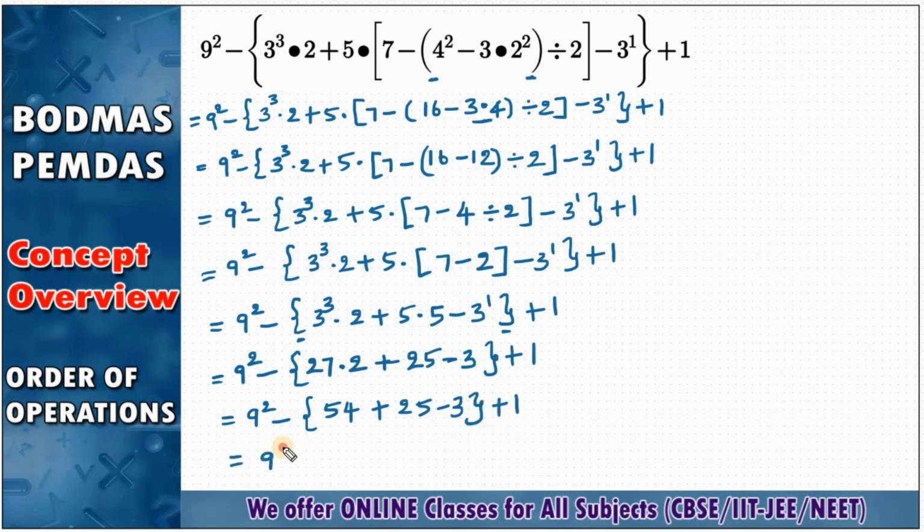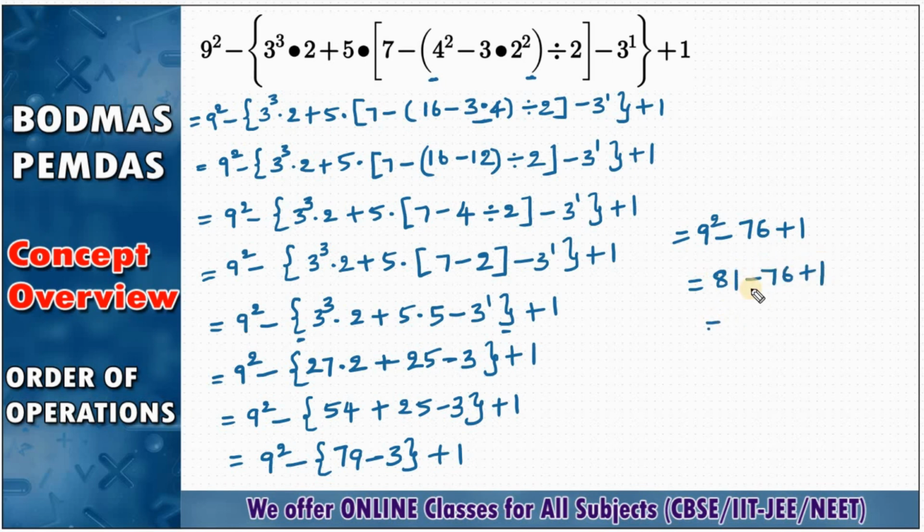That is equal to 9 square minus bracket of, here 54 plus 25, I am adding, 79 minus 3. Close the bracket plus 1. We will continue here. 9 square minus, simplifying 79 minus 3, I'll get 76 plus 1. That is equal to 9 square value is 81 minus 76 plus 1. 81 minus 76 is 5. 5 plus 1 is 6. Here 6 is my final answer.